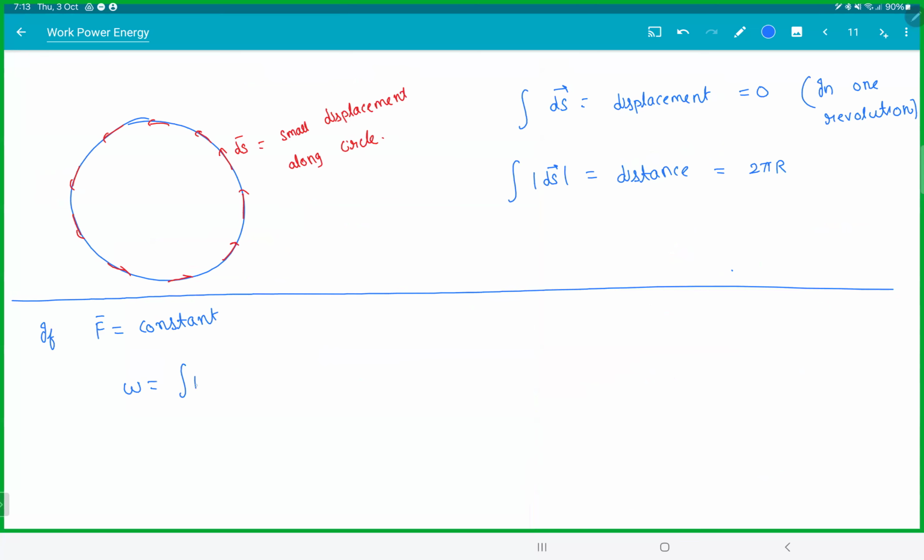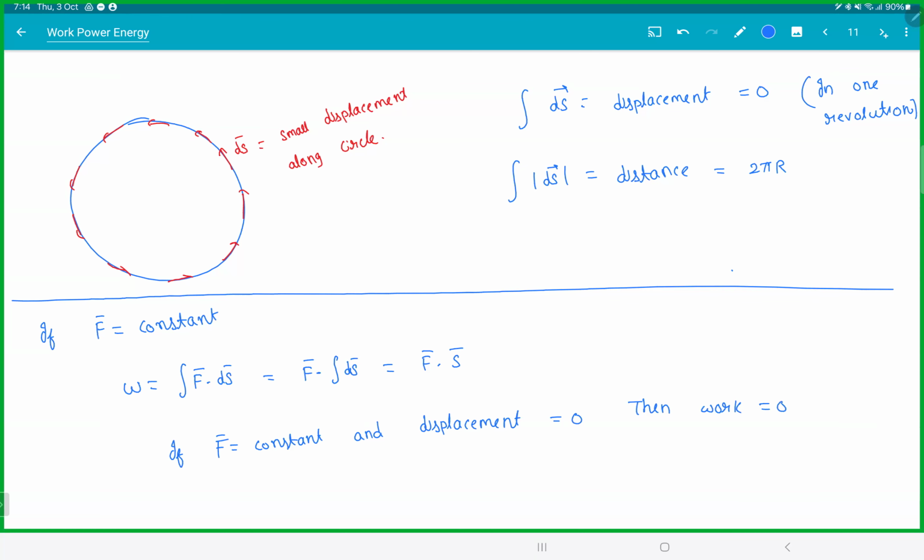Work done is integral F bar dot ds bar. This becomes F bar comes out of the integral ds bar. Then it becomes F bar into displacement, or you can simply say F bar dot S bar. So if F bar is constant and displacement is zero, then work done is zero. So what you studied in school was this: displacement is zero, then work done is zero.